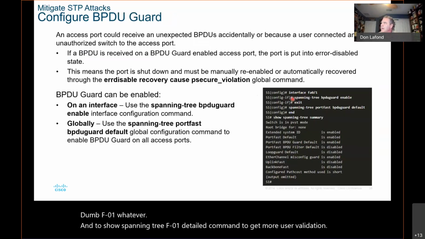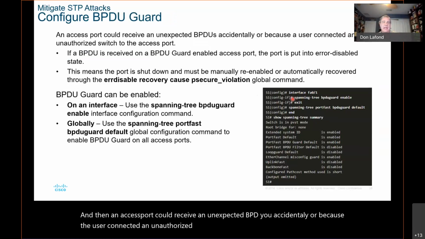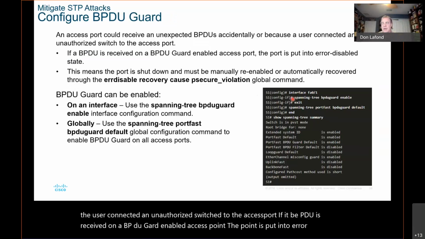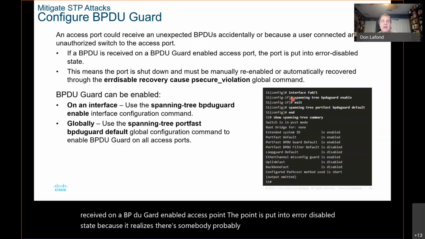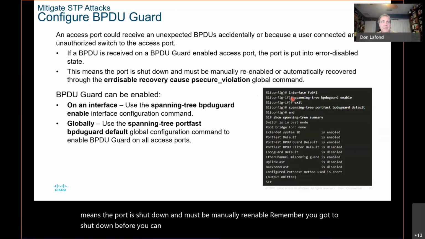An access port could receive an unexpected BPDU accidentally, or because a user connected an unauthorized switch to the access port. If a BPDU is received on a BPDU guard enabled access port, the port is put into error-disabled state because it realizes there's somebody probably hacking into your system. This means the port is shut down and must be manually re-enabled. Remember, you have to shut down before you can type no shutdown to bring it back up again.